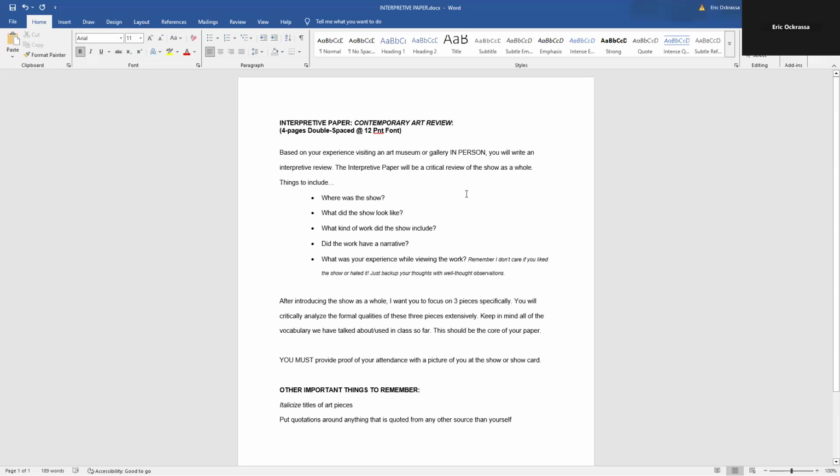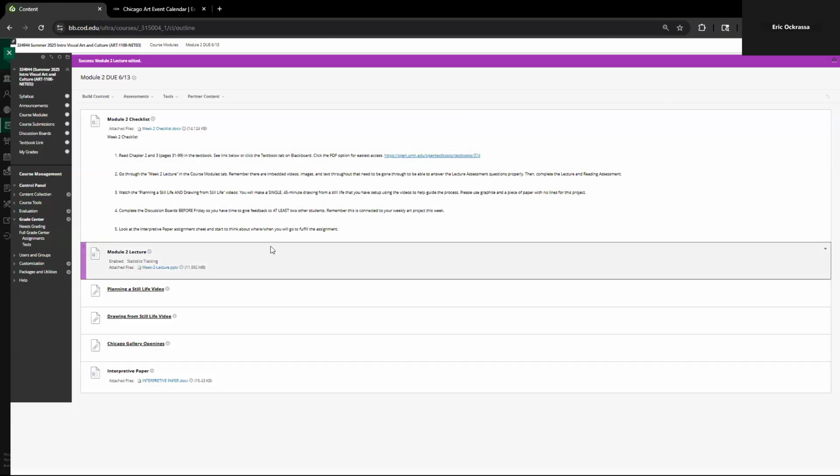Right. Gallery, art museum, go to a show, tell me what you think about it. Remember, it's basically just an opinion paper backed up by logical observations, right? You're looking at the work, you're using our critical investigation skills to look at these works and tell me what you think about them. And I'm mostly interested in your opinion. What did you think about them? Did you like them? Did you dislike them? And why?